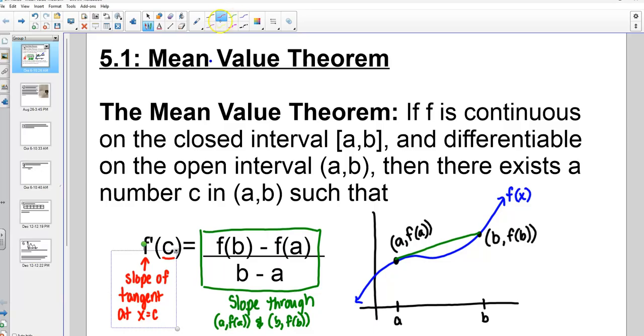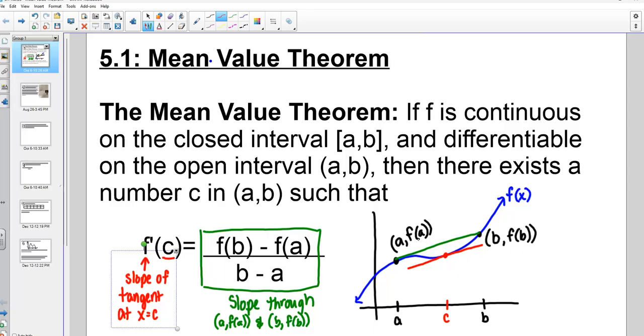So what I'm looking for, if I want to draw in my c, is a spot on that graph right there where I've got a tangent line that would be parallel to my green line. So this would be a point c. Now there could be more than one. In fact, maybe right here somewhere. I'm not going to do that just because it's going to make my graph look messy. But there could be several points where your tangent line is parallel.